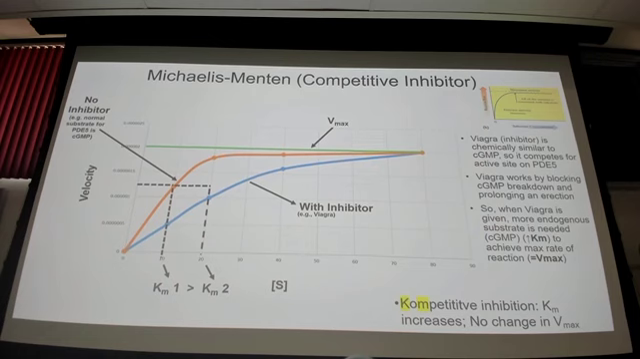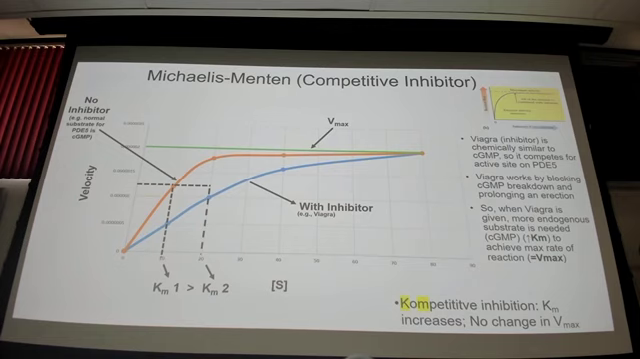The substrate concentration. So KM is increased for competitive inhibition, which then allows the added substrate to compete with the inhibitor for the active site. And so more substrate binds to the active site, which allows it to reach Vmax still. Does that make sense?